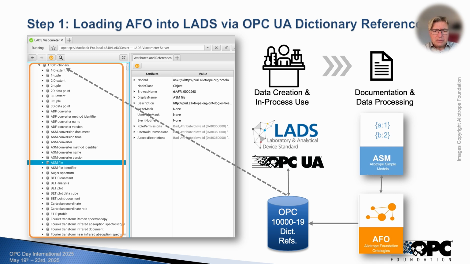So now the LADS server doesn't just expose device data, it also knows how to refer to standard semantics defined by the Allotrope Foundation Ontology. This sets the stage for the next step: semantic labeling of the server's objects.